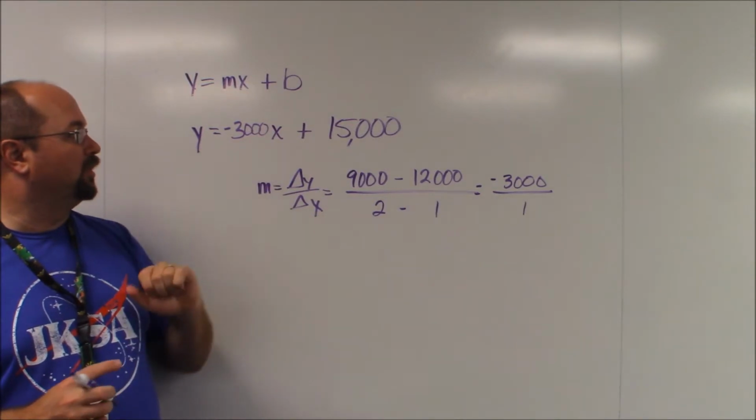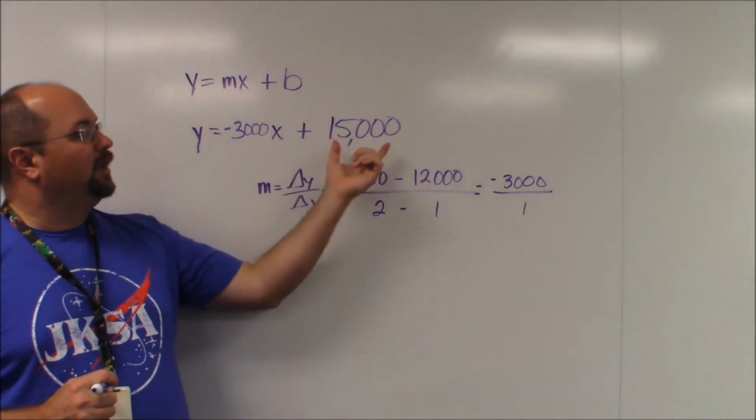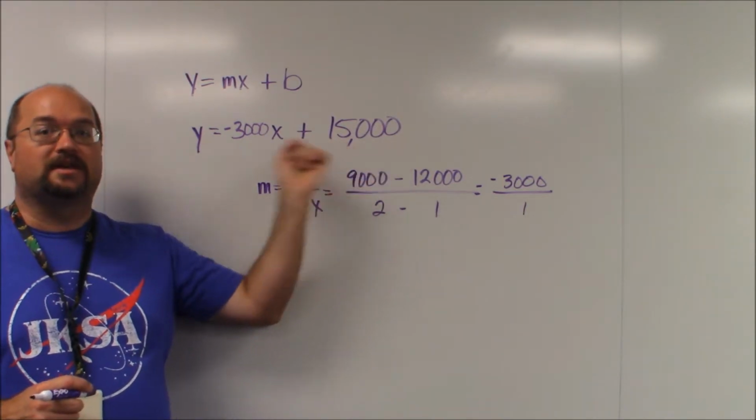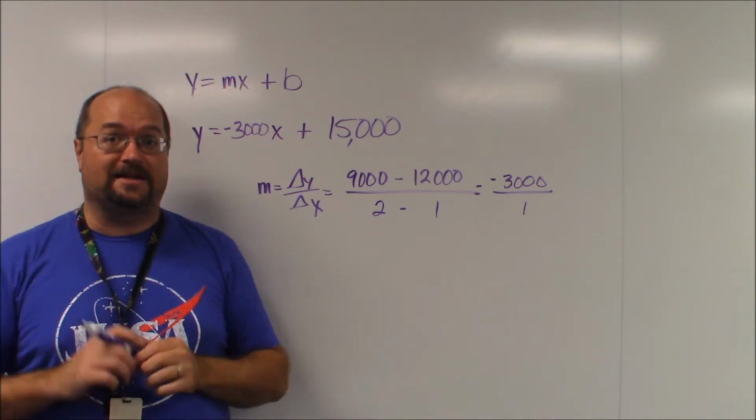And so our equation is y equals negative 3,000x plus 15,000. Don't get tripped up on this, because a lot of people will see that 12,000 as the first number in the data set and put that down.